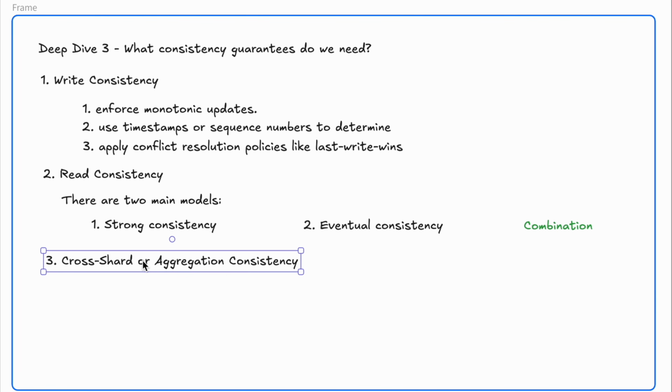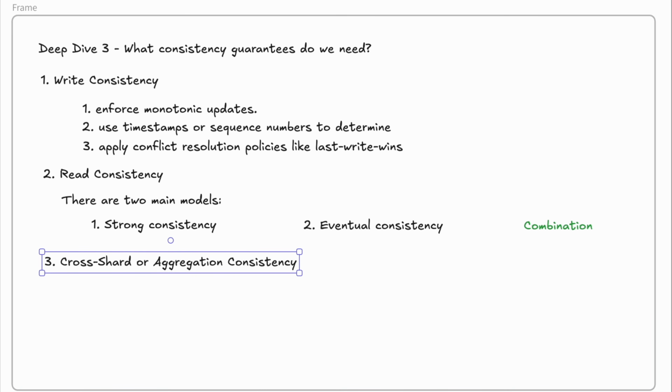Third, cross-shard or aggregation consistency. Things get more interesting when your leaderboard is sharded. Imagine a leaderboard that's split by region, category, or time window. A user's score might be updated in one shard, but not yet reflected in a global merged view. This creates a temporary inconsistency that can confuse users, especially when their rank appears out of sync.